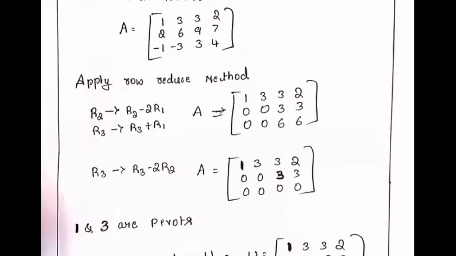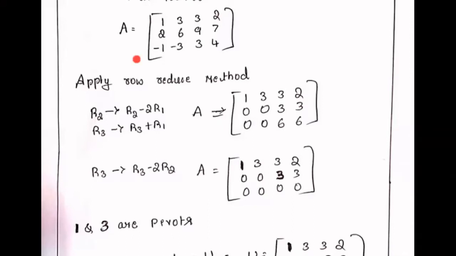You can observe that the first row contains 1, 3, 3, 2, and the second row contains 2, 6, 9, 7. The main intention is to make all the elements below the first element of the first row 0. How do I make 2 equal to 0? Since you have 1 in the first row, it's a gate. You subtract 2 times the first row from the second row. So 2 minus 2 times 1 becomes 0.